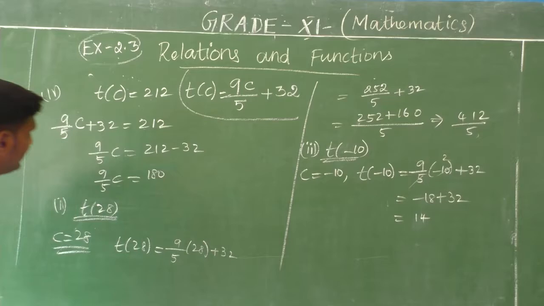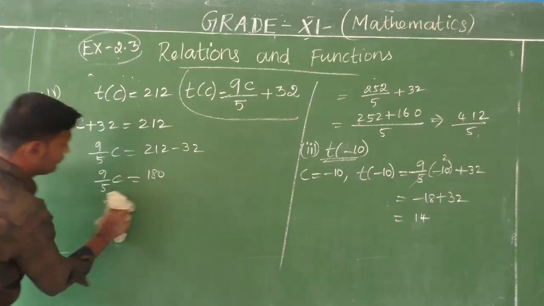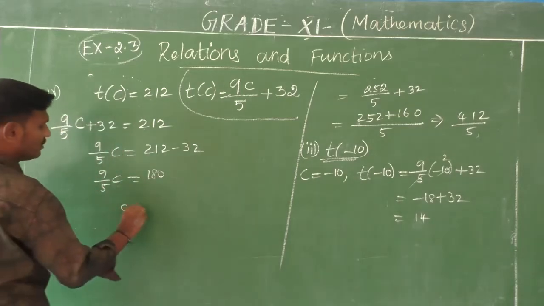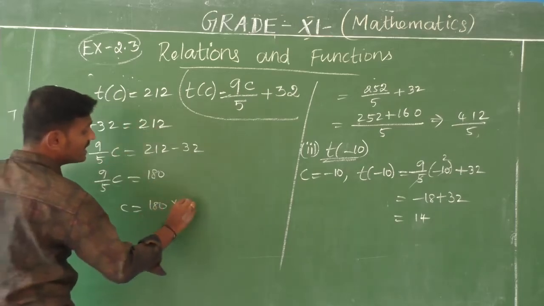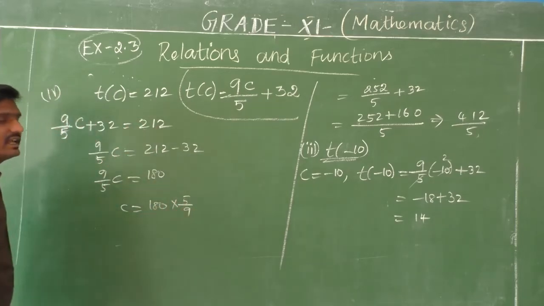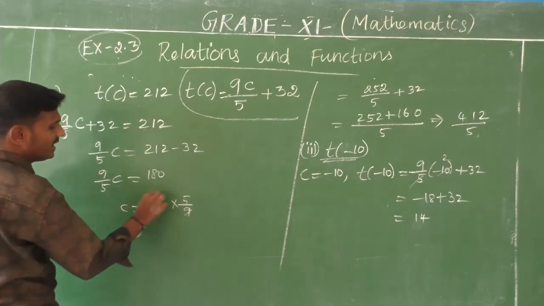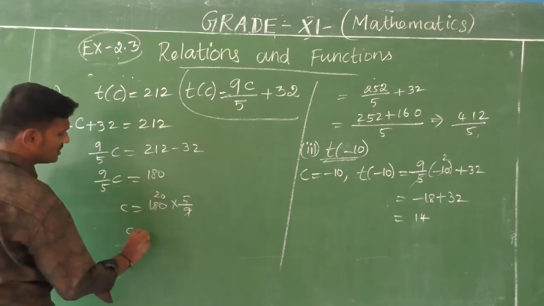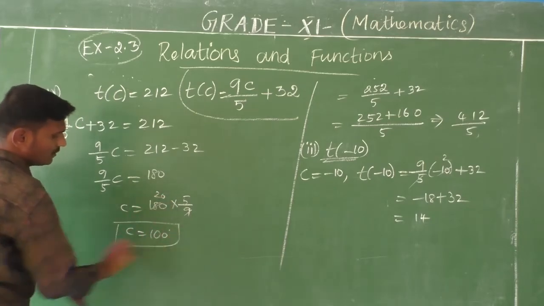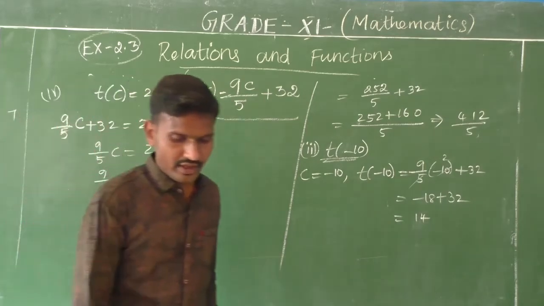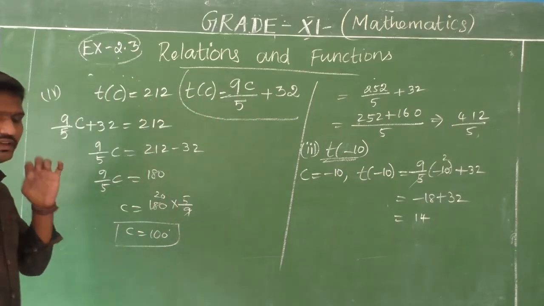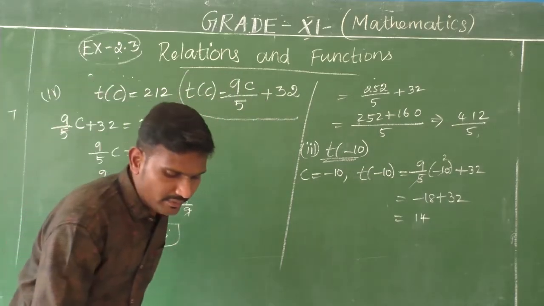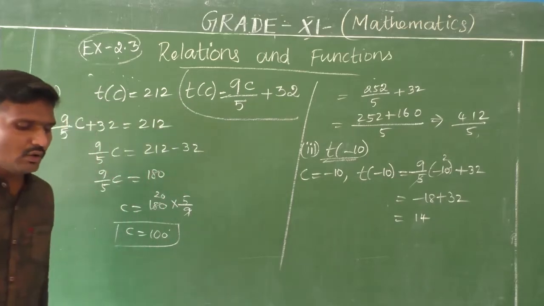Okay. So we need C only, no? So C is equal to 180 into 9 by 5, moving that side, it will come reciprocal-wise. So that is 5 by 9. So 9 nines are 81... 20 times 5 is 100. So C is equal to 100 degrees. Okay. Have you understood, all of you? So this is your question number 4. Fine. And coming to question number 3, you have to do your homework.